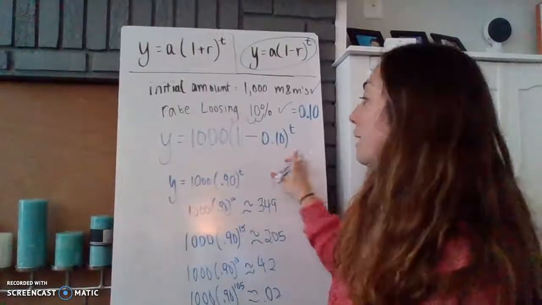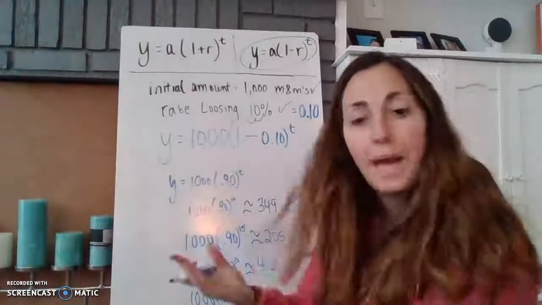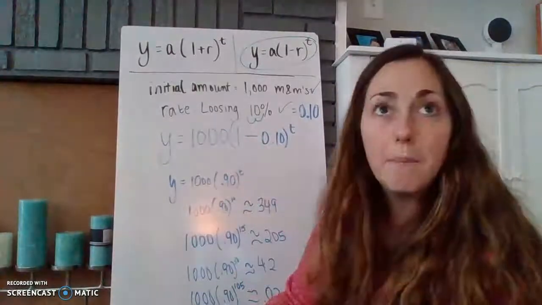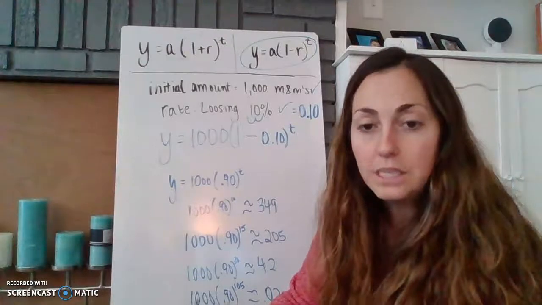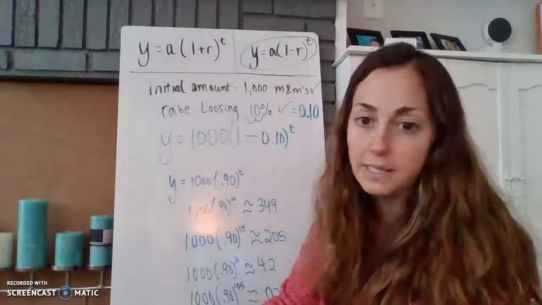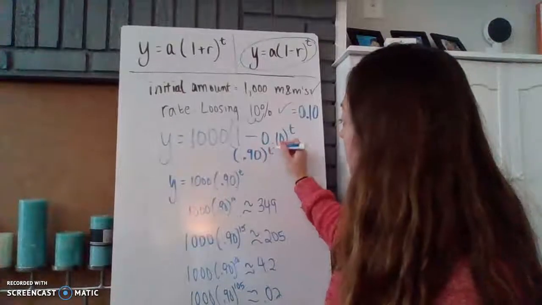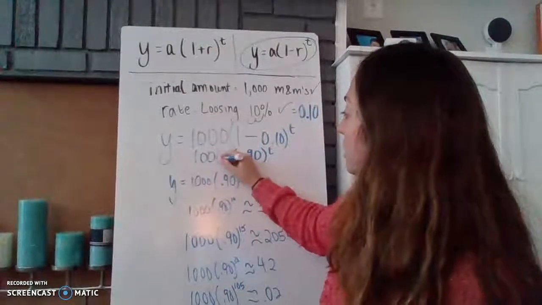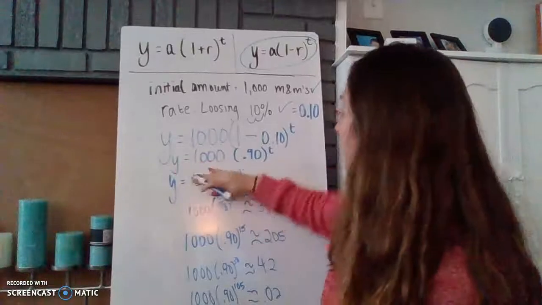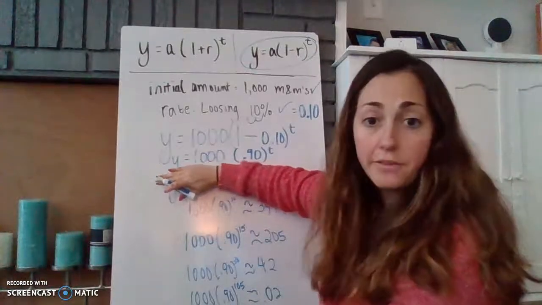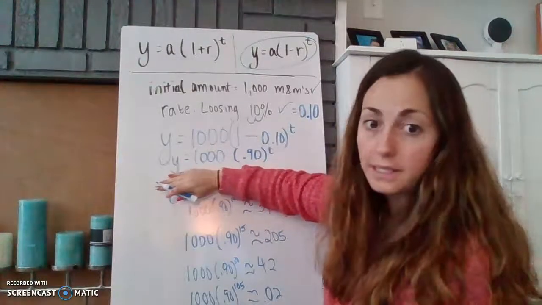So that's the function, but I do need to subtract. Just like before we added, now I need to subtract. So 1 minus 0.10. Like $1 minus 10 cents. That's 90 cents. 0.90 to the t power. You don't need that 0 after the 9 if you just put 0.9. So that's the function. If I ask just what's the function, that's it right there.